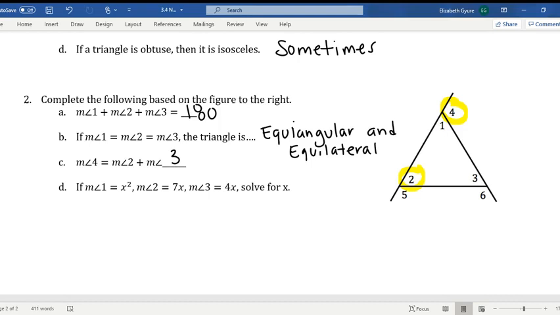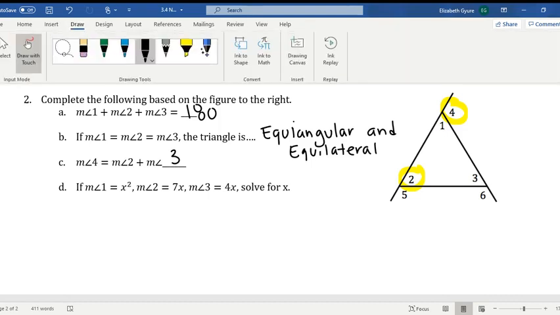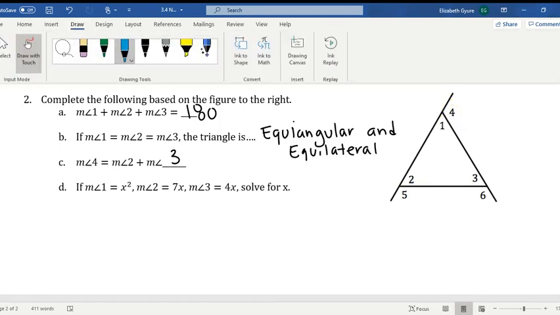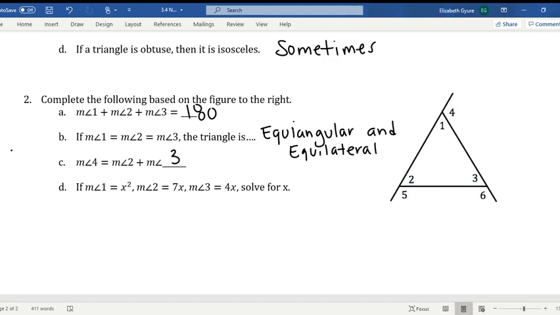Good. And then for part D, this one says that the measure of angle 1 is x squared. The measure of angle 2 is 7x, and the measure of angle 3 is 4x. Solve for x. All right, what would we have to do to set this problem up? Carly?